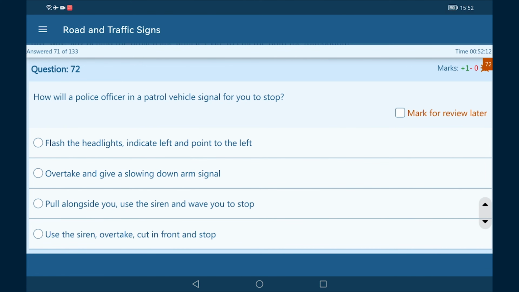Option 1. Flash the headlights, indicate left, and point to the left. Option 2. Overtake and give a slowing down arm signal. Option 3. Pull alongside you, use the siren, and wave you to stop. Option 4. Use the siren, overtake, cut in front, and stop. The correct answer is Option 1, that is, flash the headlights, indicate left and point to the left.